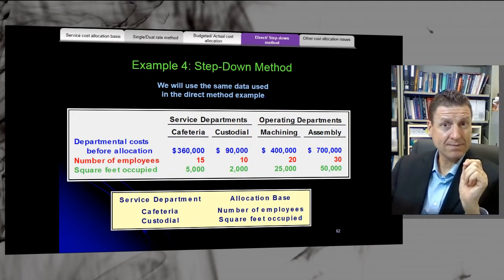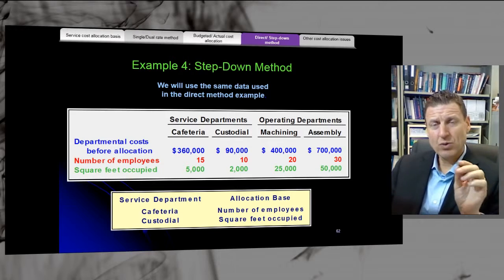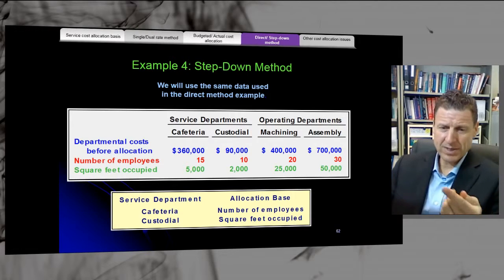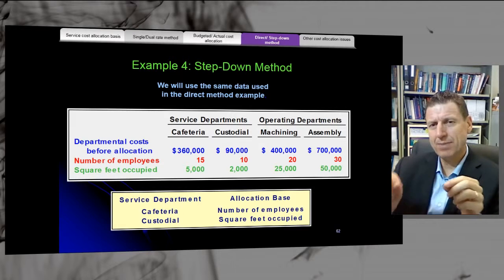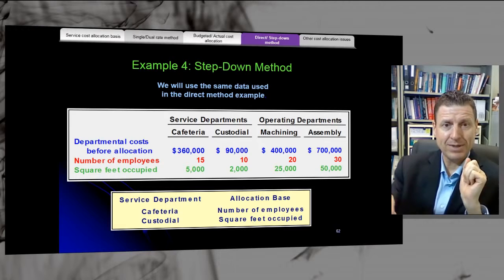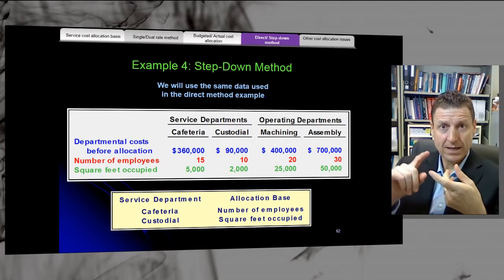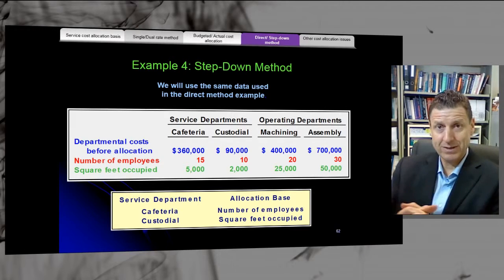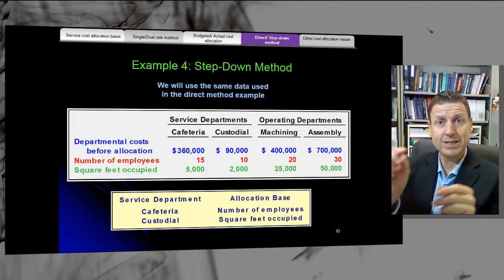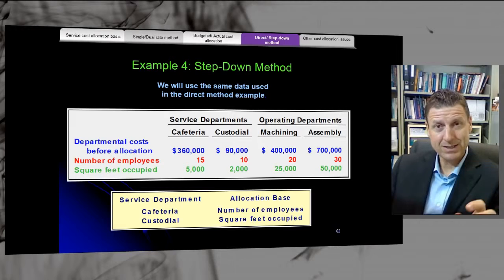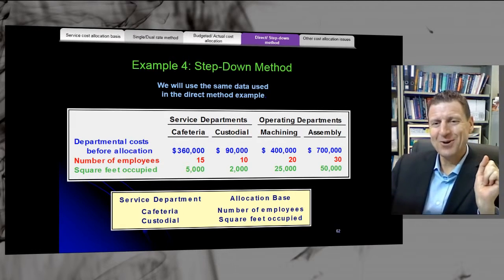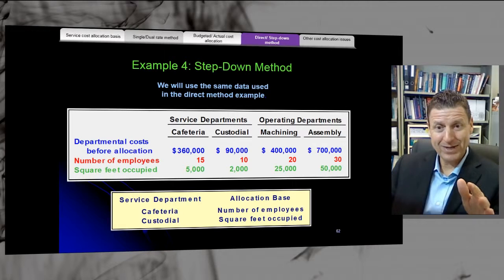Okay, what about the step down method? Now this requires a decision at the beginning. Remember, step one was just orientating yourself as to the basis for which resources are being used by the operating departments. So we agreed that for the cafeteria, the resources being used will be the number of employees employed by the operating departments. The resources being used by custodial is likely to be the square feet space. You know that.